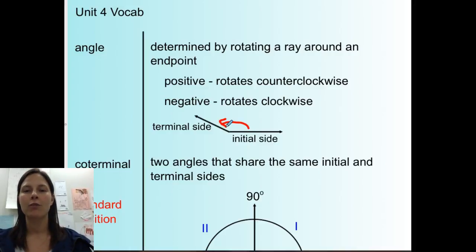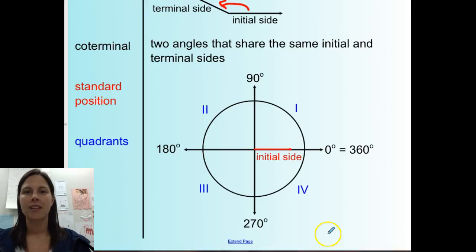When you rotate counterclockwise, that gives you a positive angle of rotation. If you rotate in the clockwise direction, that gives you a negative angle of rotation. So that's also something that's a little bit different from geometry. You didn't have negative angles. We're also going to be looking at coterminal angles, which are angles that have the same initial and terminal side.